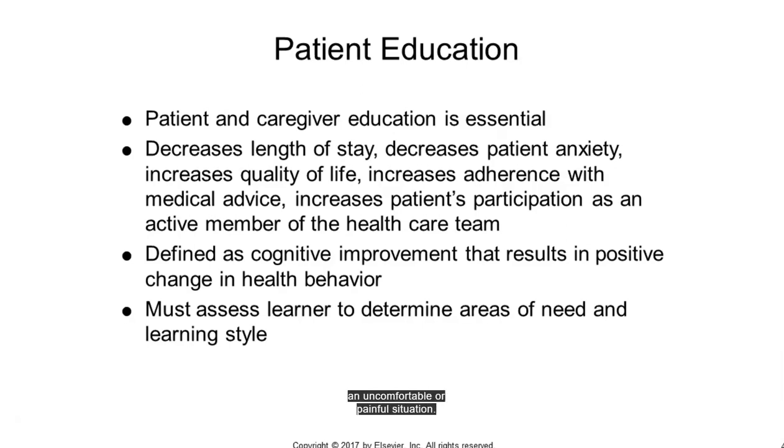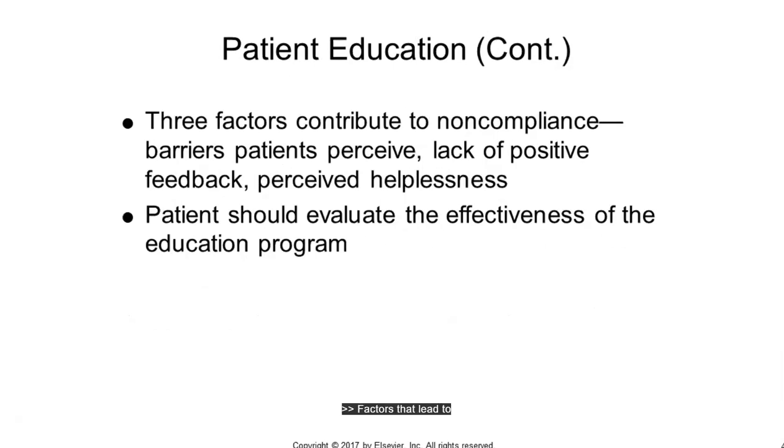Factors that lead to noncompliance with any program, rehabilitation or otherwise, are number 1, barriers that patients perceive such as lack of time, fatigue, pain, lack of motivation, or difficulty fitting exercise into their daily routine. 2, lack of positive feedback. And 3, perceived helplessness. A family member may be recruited to help eliminate these barriers to adherence, and patients should provide feedback as to the effectiveness of any education program.